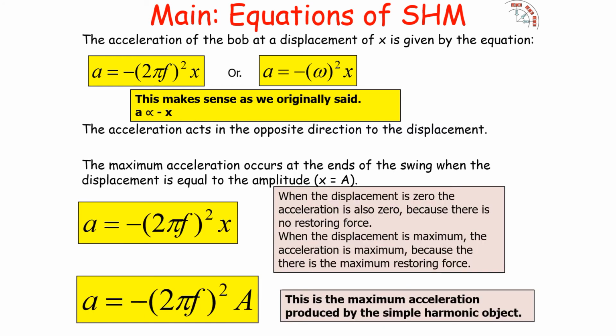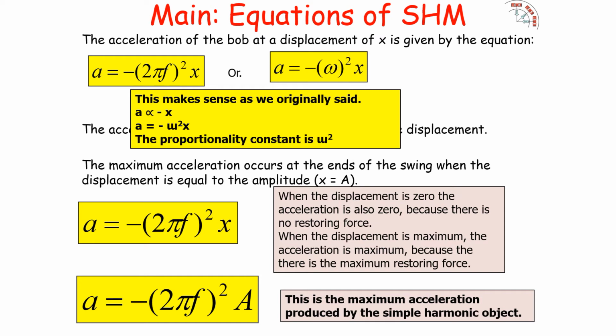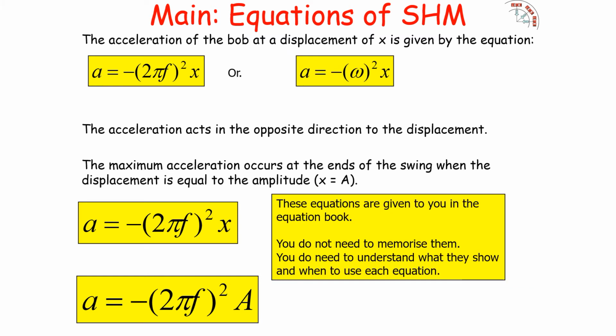So what we can now say is, if we want to work out the maximum acceleration produced by the object, we now know that x would equal A, so therefore the maximum acceleration is equal to minus 2 pi f squared, or minus omega squared, times by A. So it makes sense because we know that a is directly proportional to minus x, so a is equal to minus omega squared x. So the proportionality constant is going to be omega squared. Now again, these equations are given to you in your equation book. You do not need to memorize them, you only need to show what they are and when to use them.